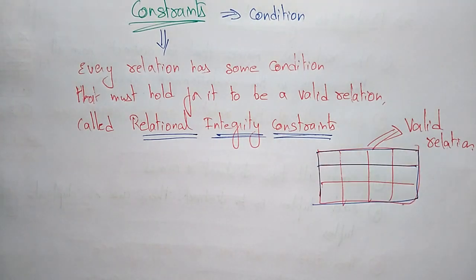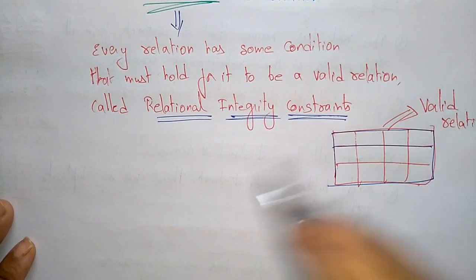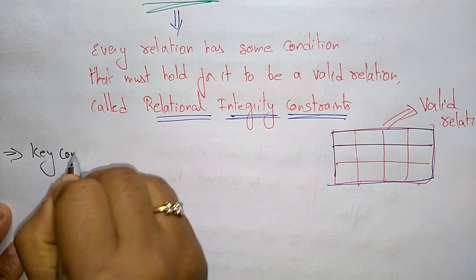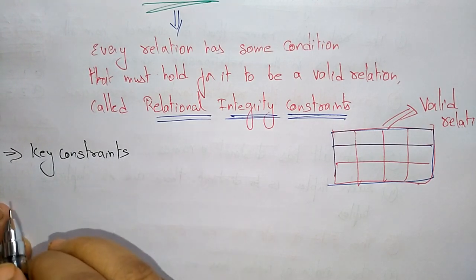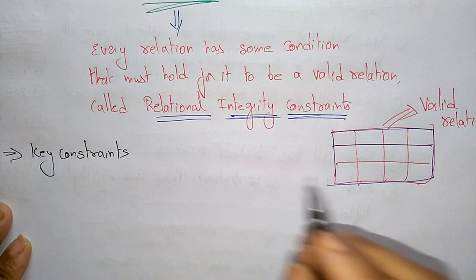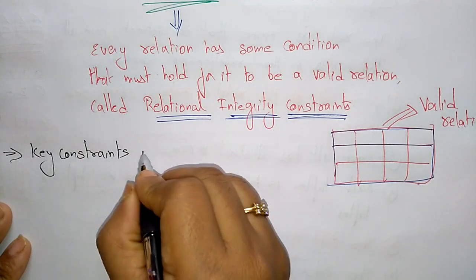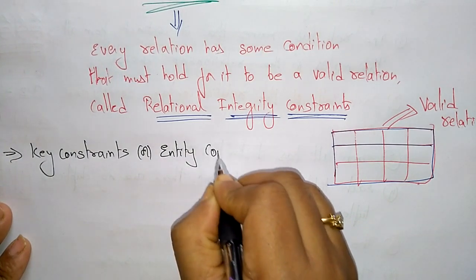Now let us see what are the constraints that you have to follow while you are creating the tables. Actually, there are three types of constraints present while you are creating database tables. The first one is key constraint. Based on the key condition, we are checking whether the given table is valid or not. Key constraint, or another name, entity constraint.